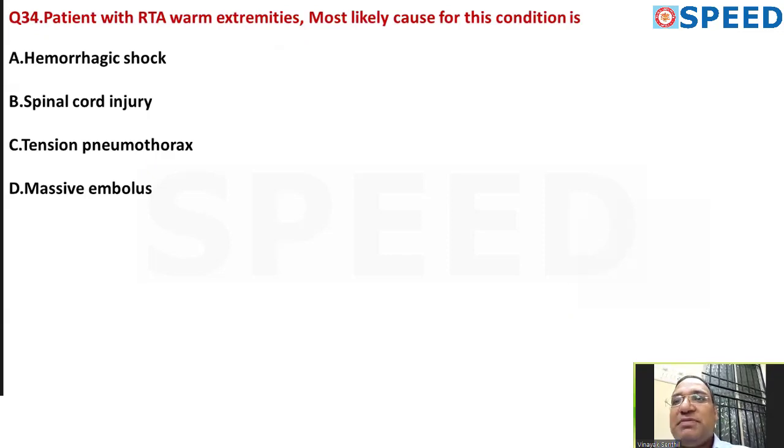Patients with RTA, warm extremities, most likely cause of this condition? RTA, warm extremity. So it will definitely be a neurogenic shock. If these options to the question are right, the answer will be spinal cord injury. The answer will be spinal cord injury, option B.